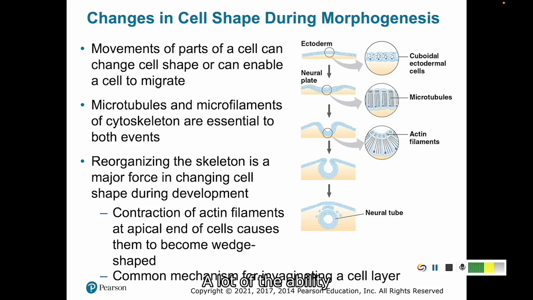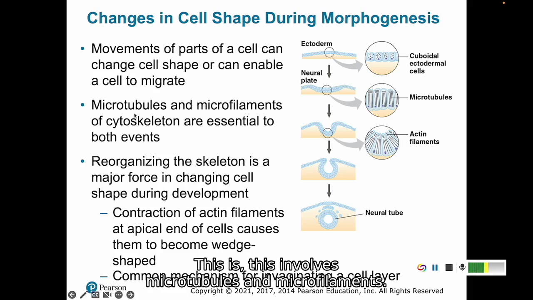A lot of the ability of vertebrates, or of animals in general, to undergo morphogenesis is because we have cells that are able to move, and entire cells can move, portions of cells can move. You don't see that a lot in plants because of their thick cell wall. But without a cell wall, our cells are a little bit more flexible.